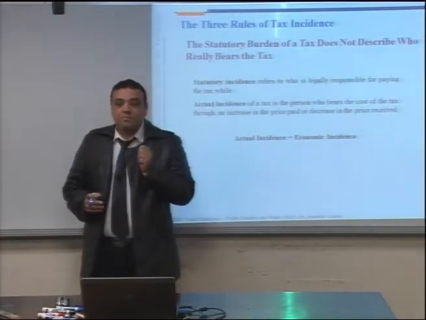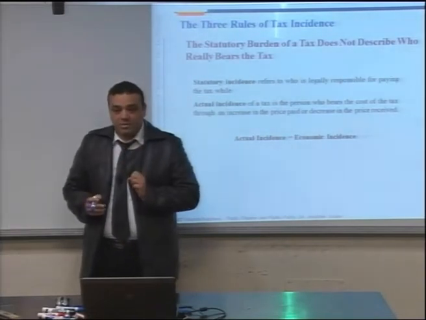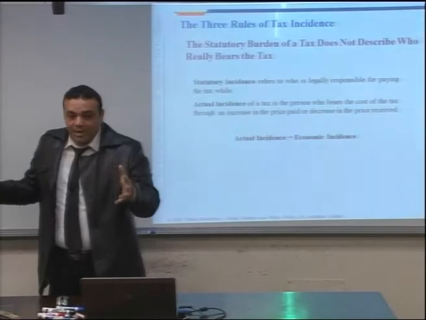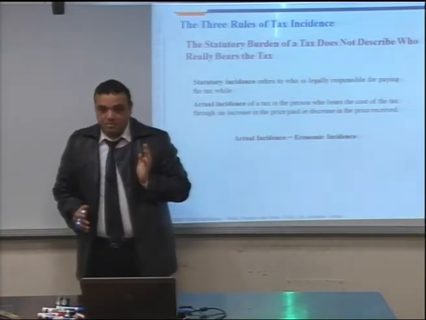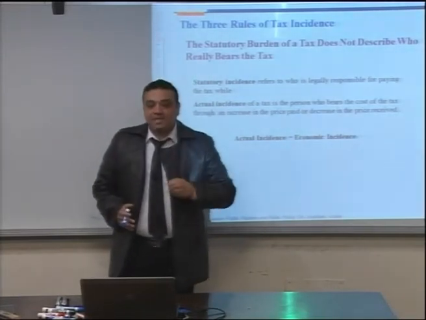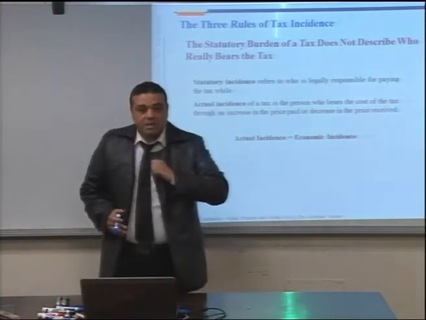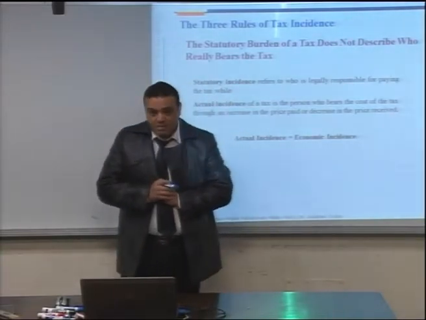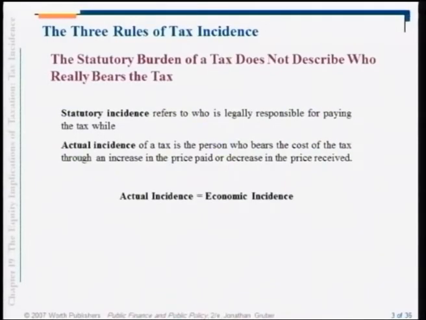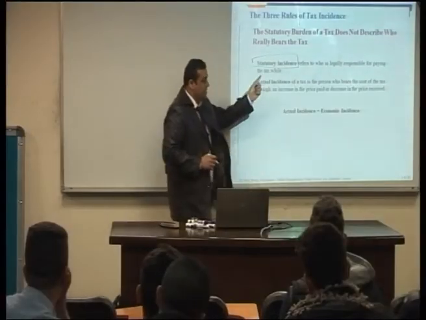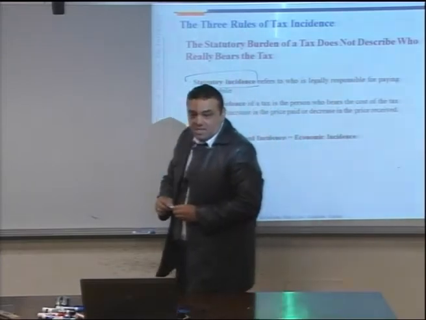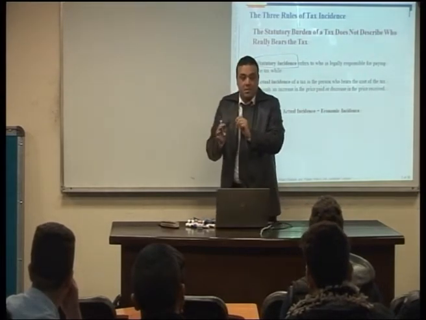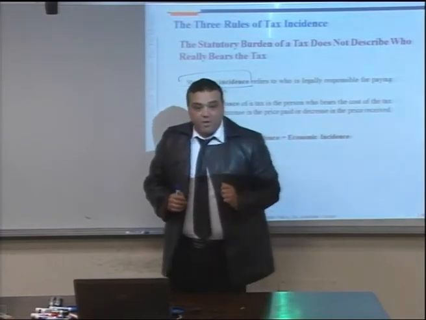If the government imposes the tax on the producer, this means that the producer is legally required to collect the tax and pay it to the government. If the government imposes a tax on the consumer, he must legally collect the tax and pay it to the government. This is called the statutory incidence. The statutory incidence means the legal incidence: who is responsible for handling the tax and paying it to the government.